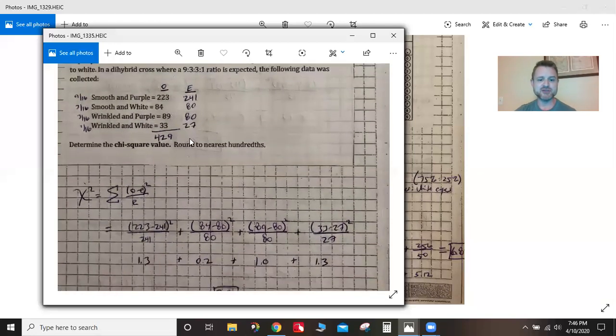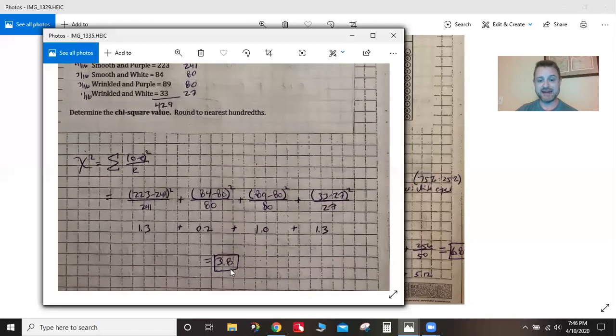So chi-square, you know the deal. There's 4 different possible outcomes. For each one, I do the observed minus the expected, square it over the expected. Here's the math for smooth and purple. Here's the math for smooth and white. Here's the math for wrinkled and purple. Here's the math for wrinkled and white. Add them up, you get 3.8.